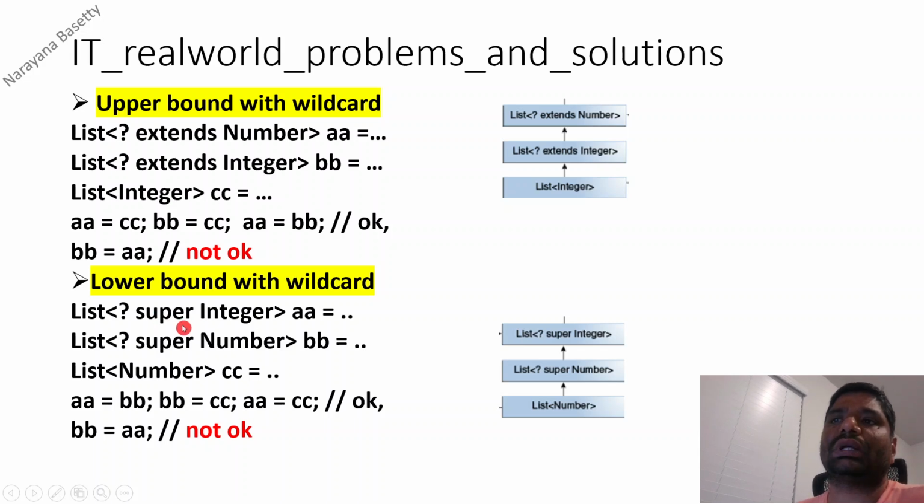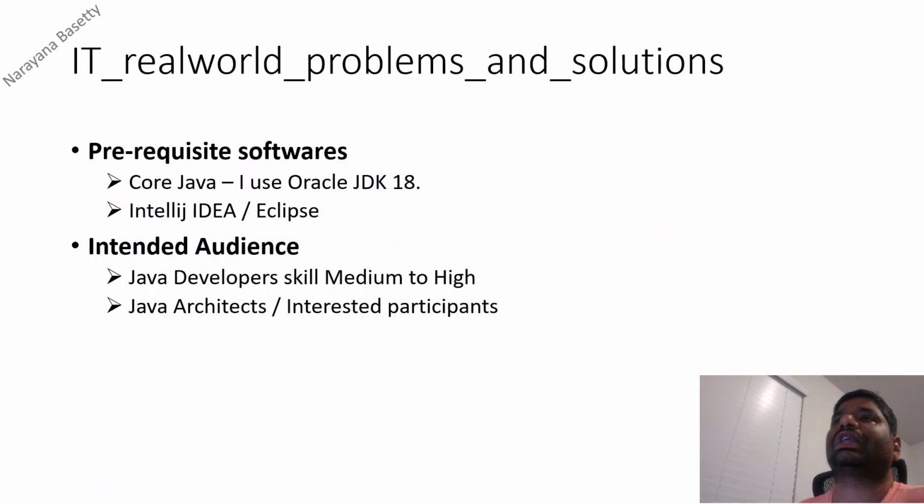Super is the keyword to define a lower bound, and the upper bound is defined with the generic extends keyword. So the prerequisite is Java 5, and I'm using Java 18. You can choose your own IDE. Now let's try to do the hands-on session.